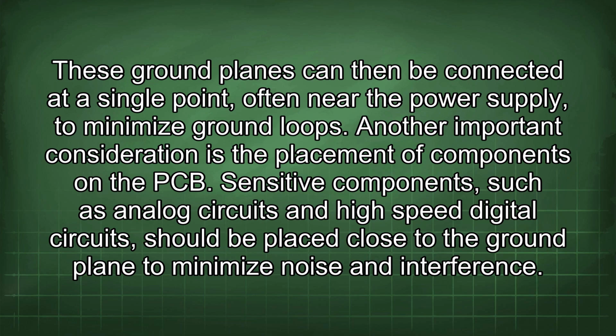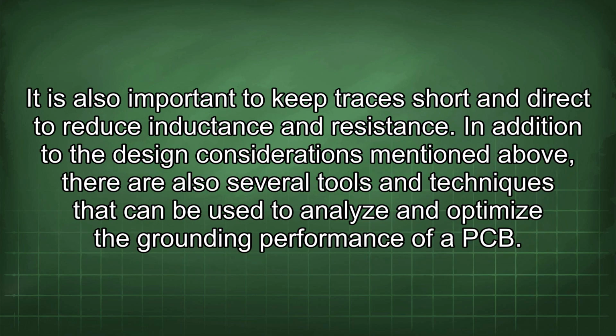Another important consideration is the placement of components on the PCB. Sensitive components, such as analog circuits and high-speed digital circuits, should be placed close to the ground plane to minimize noise and interference. It is also important to keep traces short and direct to reduce inductance and resistance. In addition to the design considerations mentioned above, there are also several tools and techniques that can be used to analyze and optimize the grounding performance of a PCB.